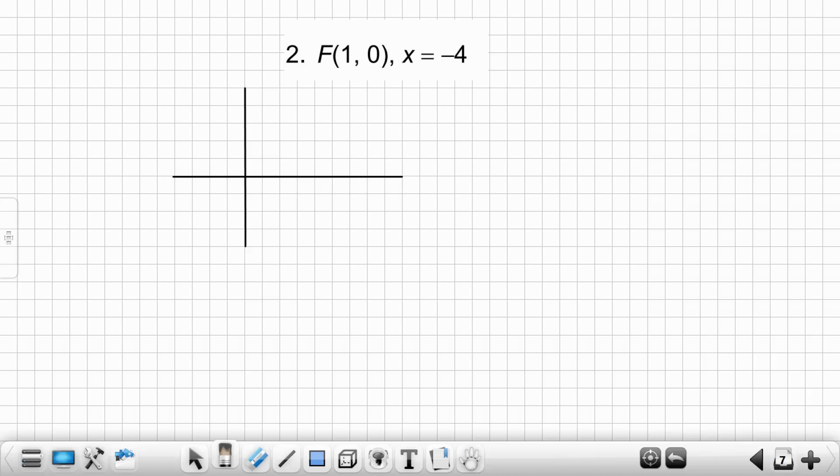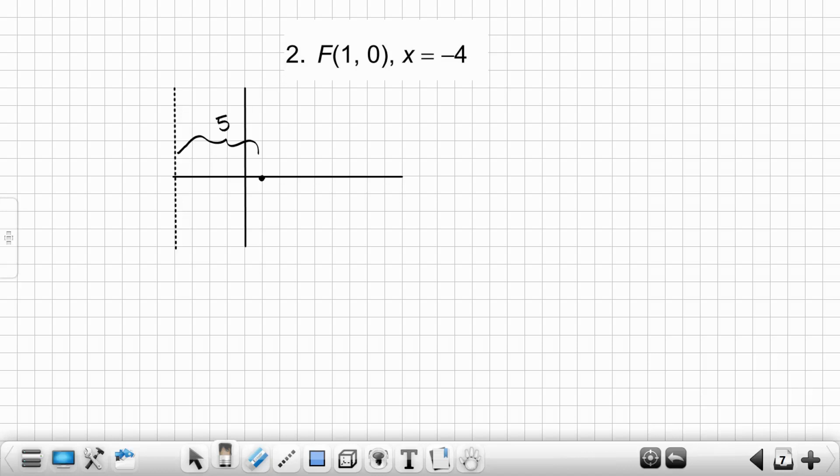But for me, drawing the graph really helps solidify all those concepts. Once I do a bunch of them, I'm okay to start letting that go. So the focus is at (1, 0). The directrix is at x equals -4. That means the vertex, so this distance here is 5, which means the vertex is 2.5 away.